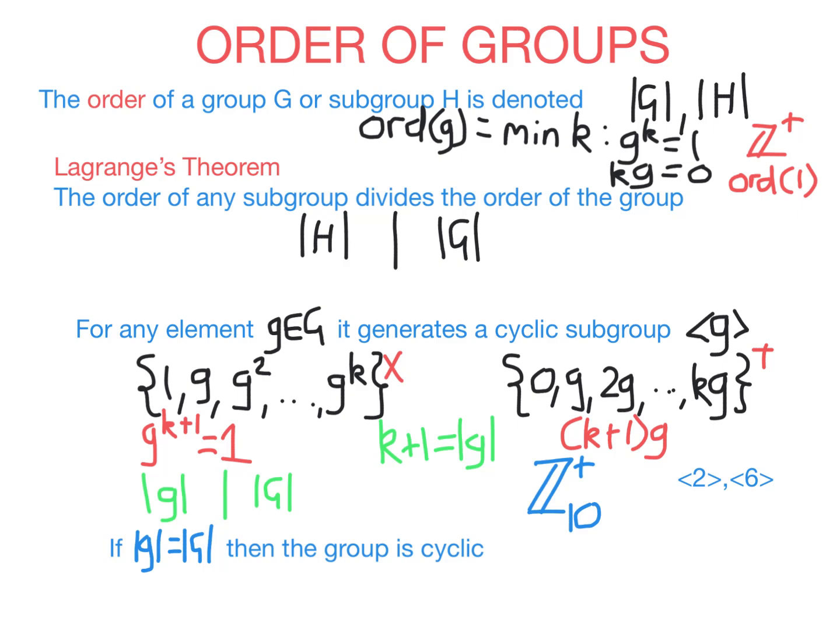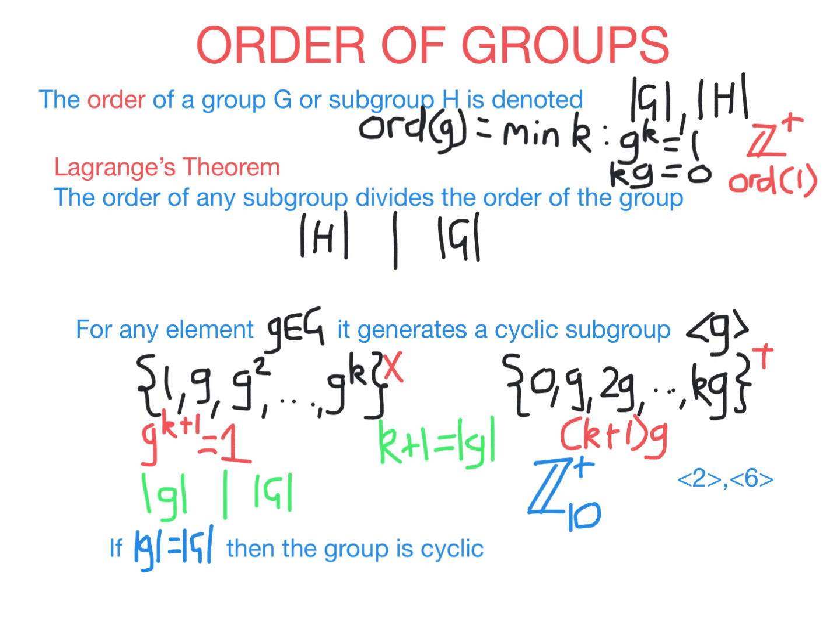Thank you so much for tuning into this video in which we will look at the order of groups. So the order of a group or subgroup, which is denoted like this, is simply the number of elements in that group or subgroup. More interesting is the order of an element.